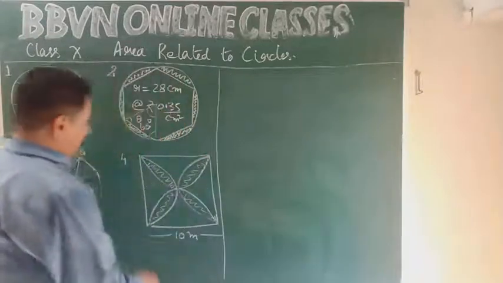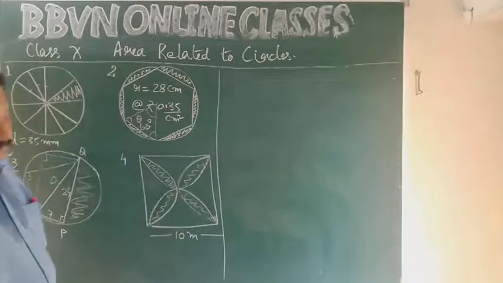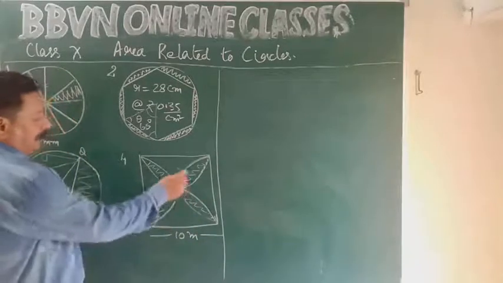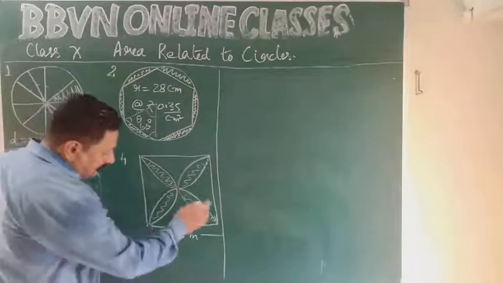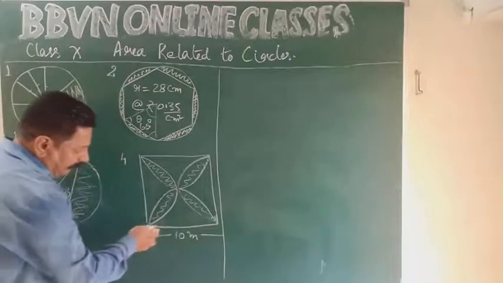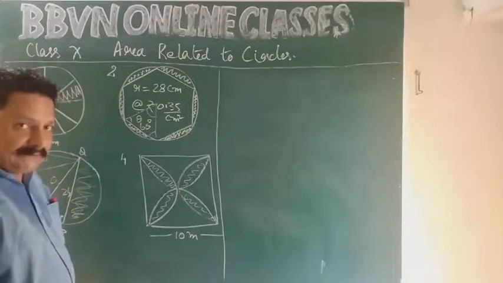Okay, next question. We have a square. The side of the square is given as 10 meters and we have to find the area of the shaded region. So children, this is a semicircle with diameter equal to the side of the square. So the radius will be equal to half the side of the square.